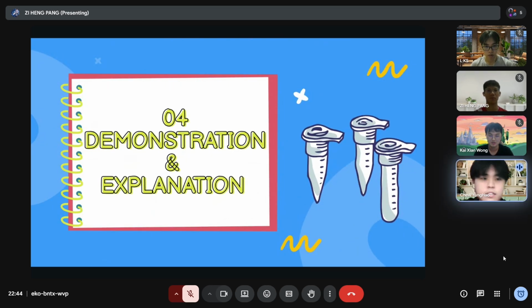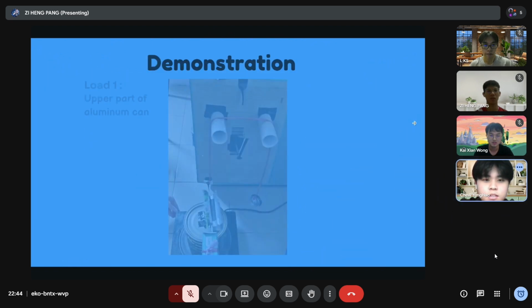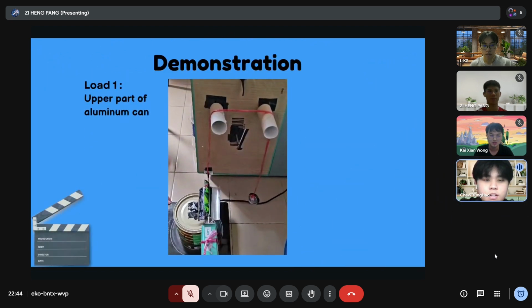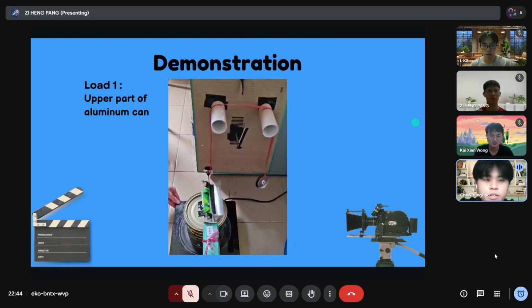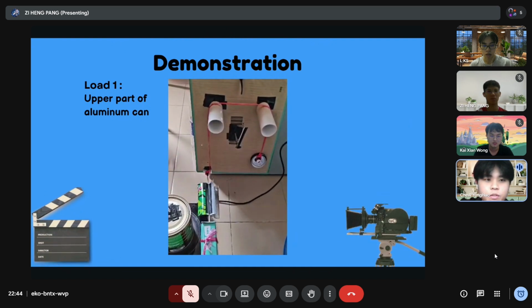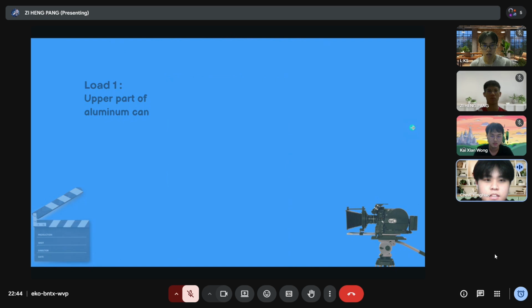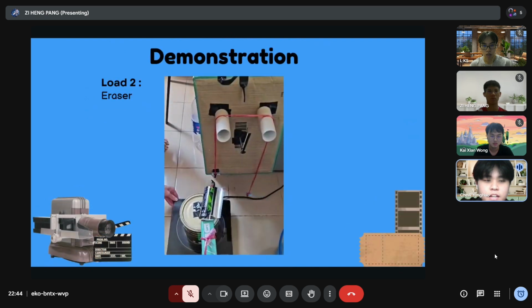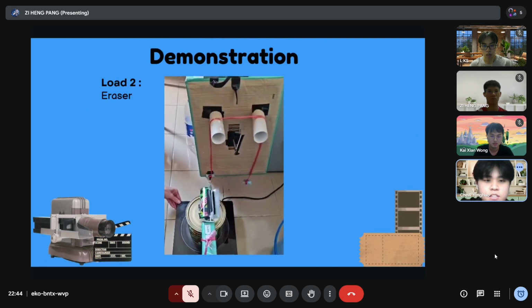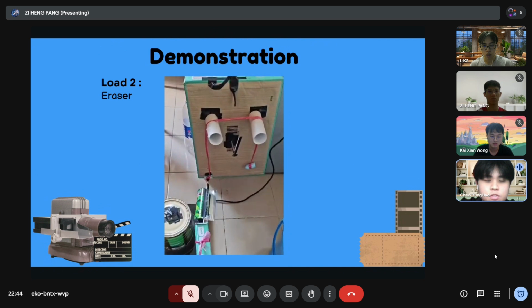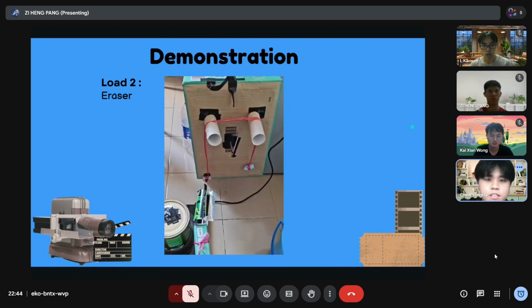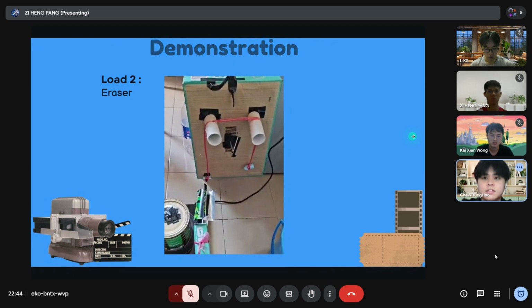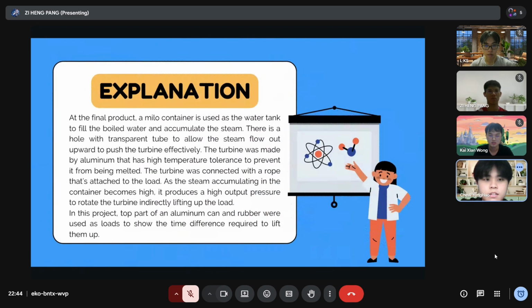Next part is demonstration and explanation. There are two demonstrations you can see in the video. The first one is the upper part of the aluminum can. And the second load is the eraser. So these are two different loads with different weights.